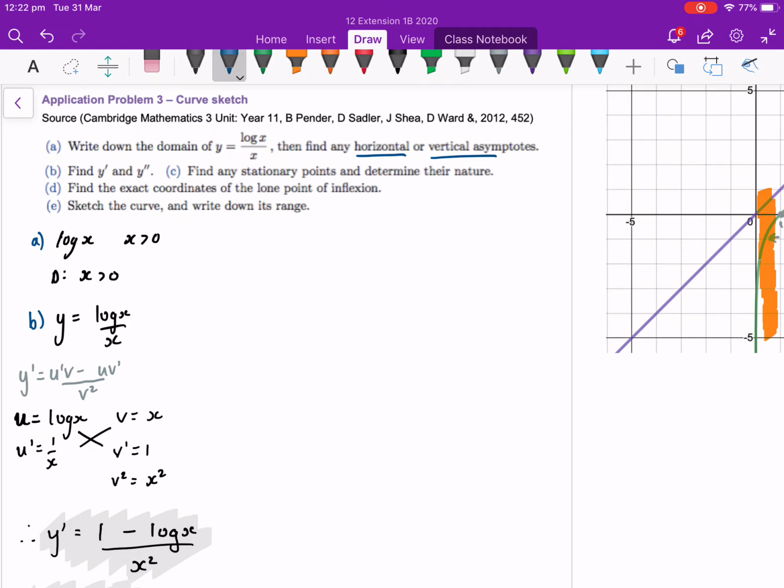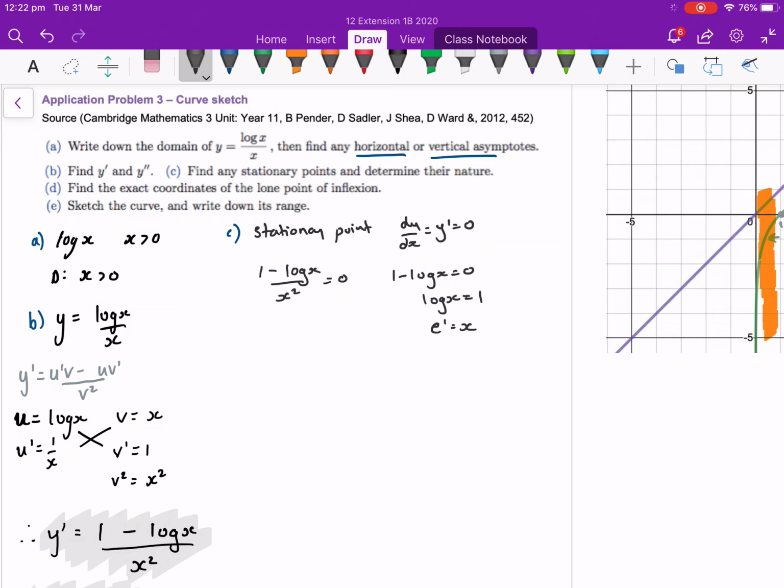Now, part C is asking us to find stationary points, and to determine their nature. So we find that a stationary point exists when dy on dx, or y dash, equals 0. So we need to solve our first derivative equals 0, so 1 minus log x on x squared equals 0. If we multiply across by x squared, we end up with 1 minus log x equals 0. So we solve for log x equals 1. Now, for log x to equal 1, we can demonstrate this in exponential form, so e to the power 1 equals x, so therefore x must equal e.